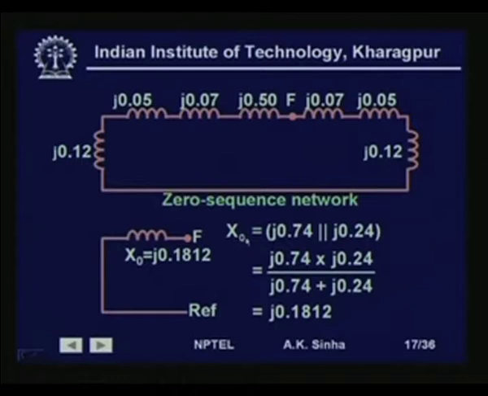This comes out to be X0 is equal to j 0.74 in parallel with j 0.24. This comes out to be equal to j 0.1812. So this is going to be the reduced zero sequence network for the system.